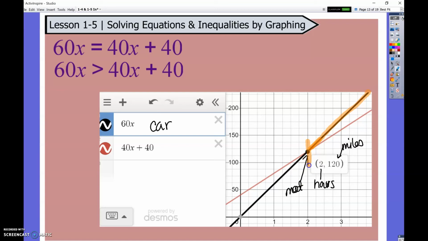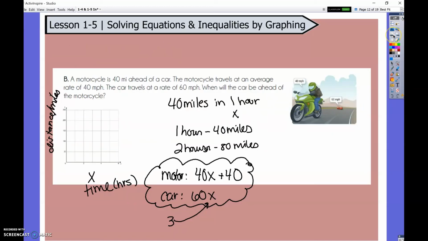So I'm going to make my cutoff like I did with our domains back in the day from here to here. Now if they drive forever, assuming they don't run out of gas, that car will always be ahead from now on. But we're going to answer in our interval notation that the car will be ahead of the motorcycle when x is greater than 2. So after 2 hours, they'll meet and the car will now be ahead of it.